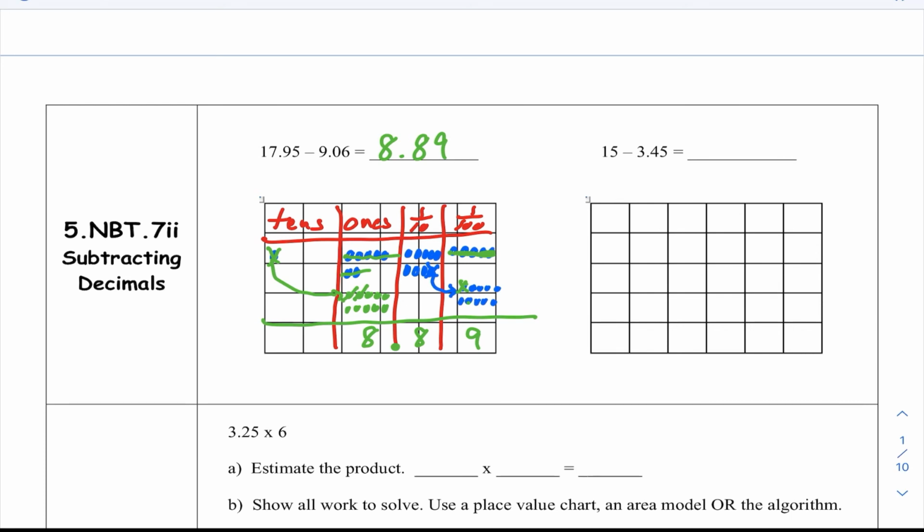$15 minus 3 and 45 hundredths. I'm going to use that same place value strategy for this one. So I need tens, ones, tenths, and hundredths.